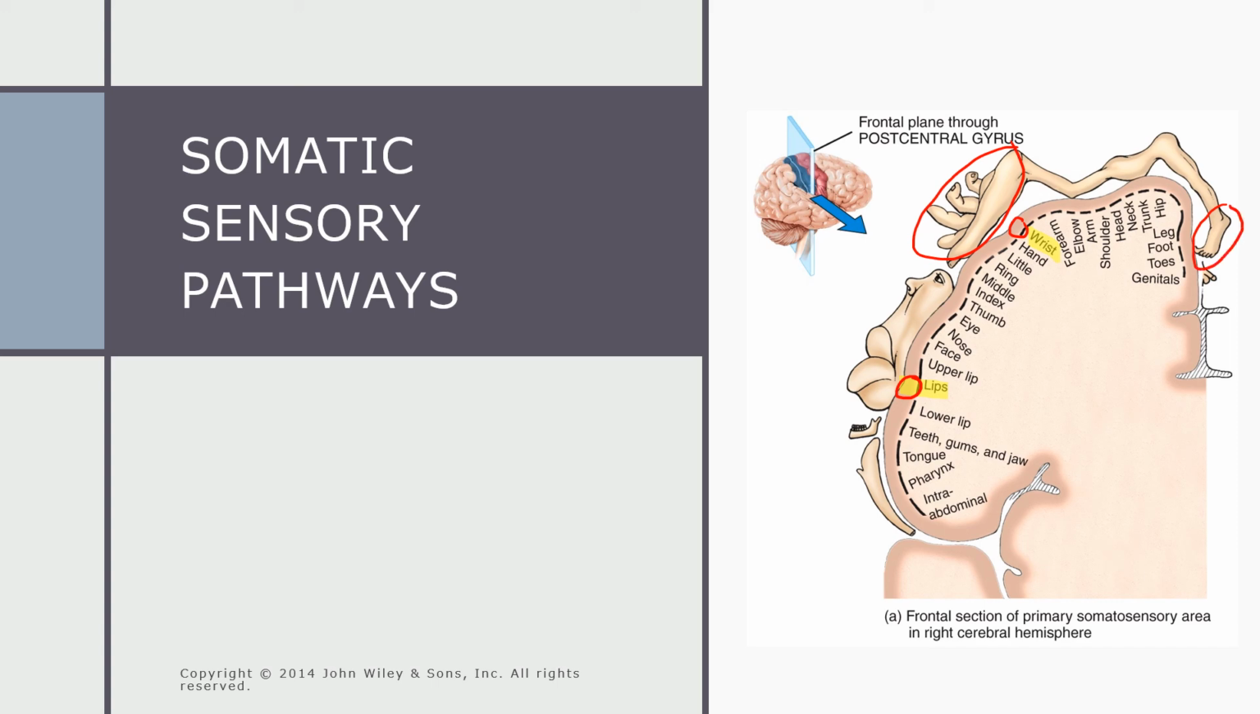So what do these relative sizes mean? The size of these regions relative to one another is actually proportional to the number of specialized sensory receptors within the corresponding part of the body. So what this is saying is that the lips have a very high density of specialized sensory receptors, especially compared to the teeth, the gums, and the jaw, or compared to the elbow. And the hand also has quite a bit as well.